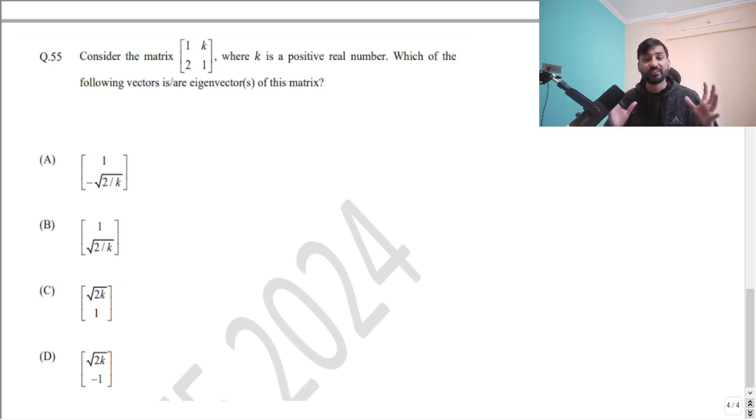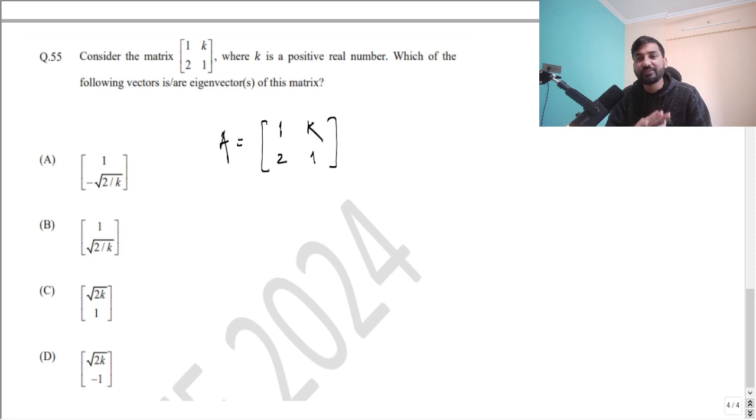If the matrix is symmetric, then according to the spectral theorem, remember this: let this matrix be A, and we have been given [1, k; 2, 1], and we have to find the eigenvectors of the matrix. I am going to bypass all the steps that you learned in the classroom. During the GATE examination, remember why they have given this kind of question: they just want to test whether you know the structure of the matrix or not.